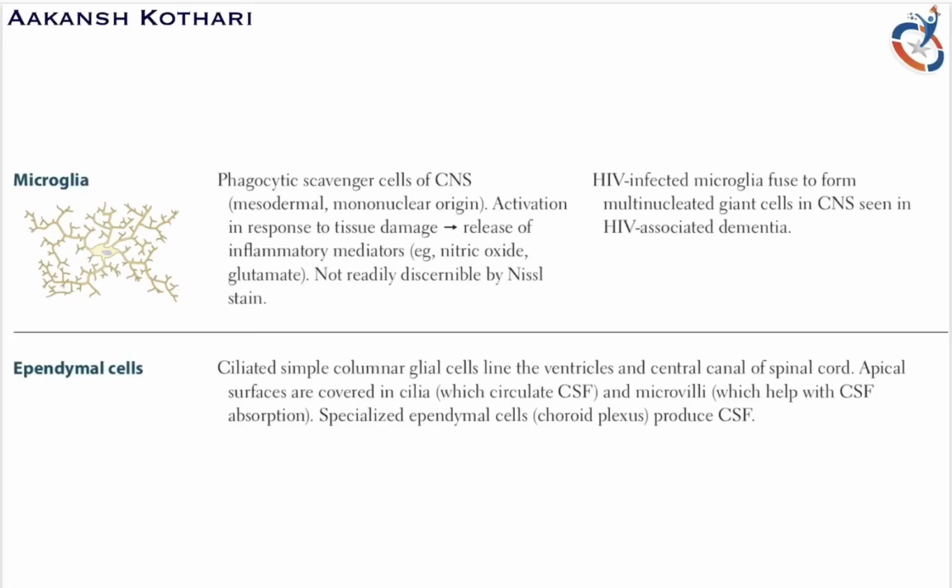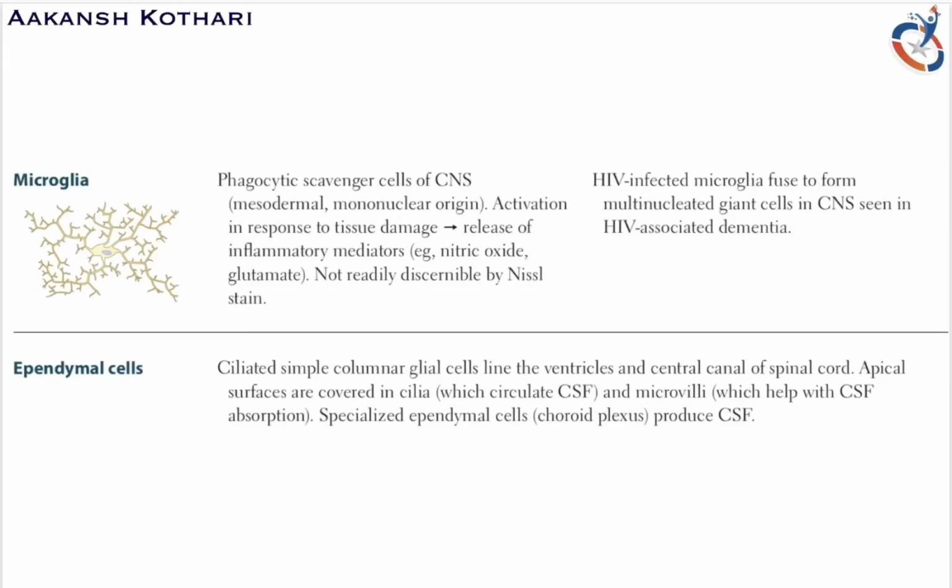Now, talking about microglia and ependymal cells. Okay, so microglia are actually the macrophages or the scavenger phagocytic cells of the central nervous system. Now, these are activated in response to tissue damage, and release different inflammatory mediators, for example nitric oxide and glutamate. These are not readily discernible by Nissl stain. That means these are not identified by Nissl stain. Am I clear? So these are basically phagocytic scavenger cells or the macrophages of the CNS.